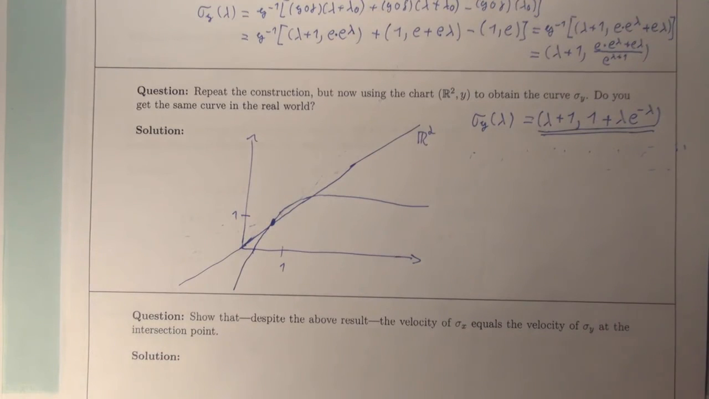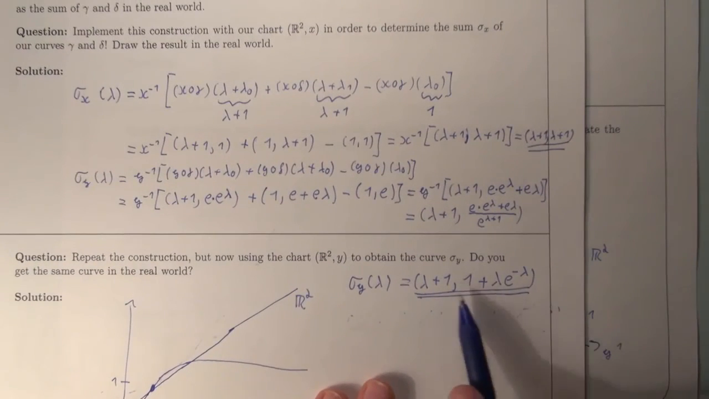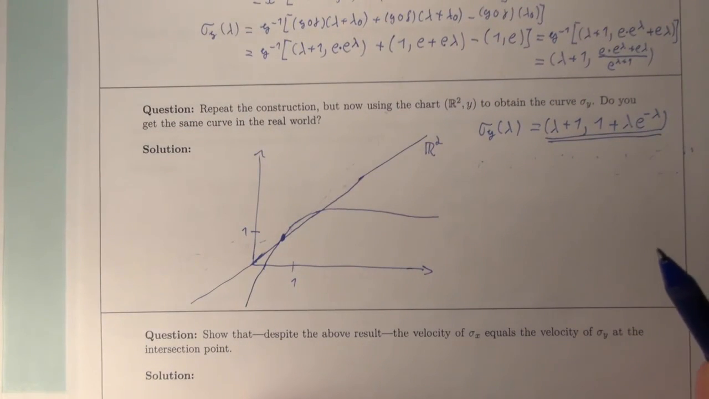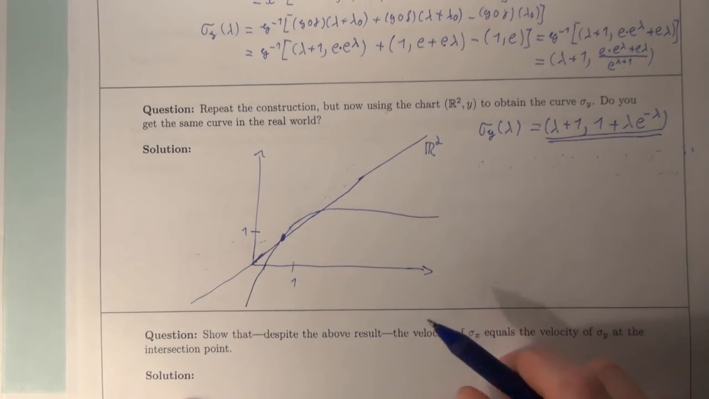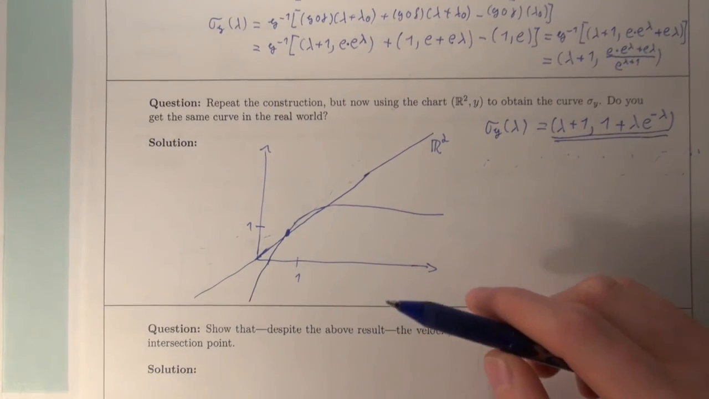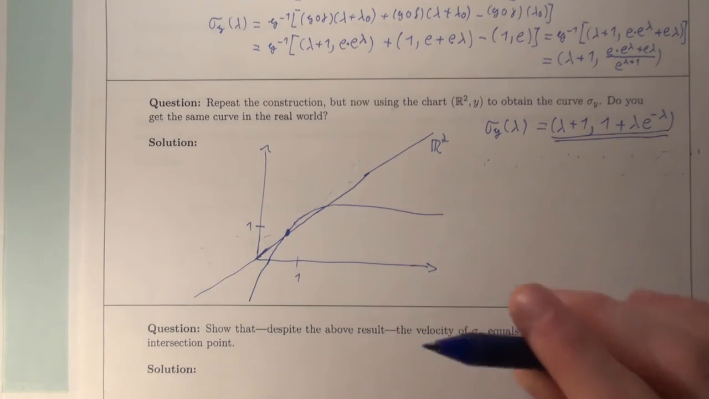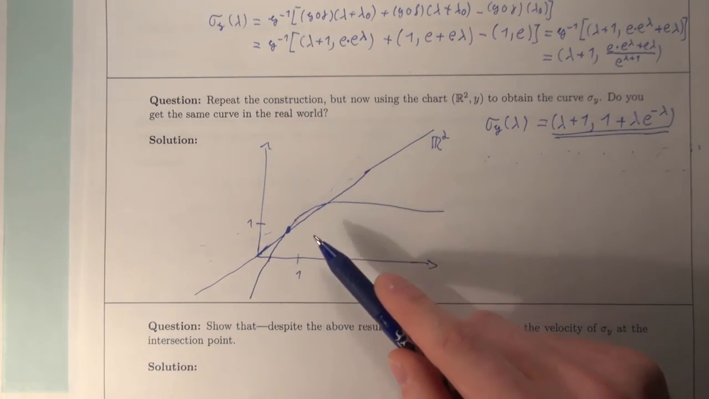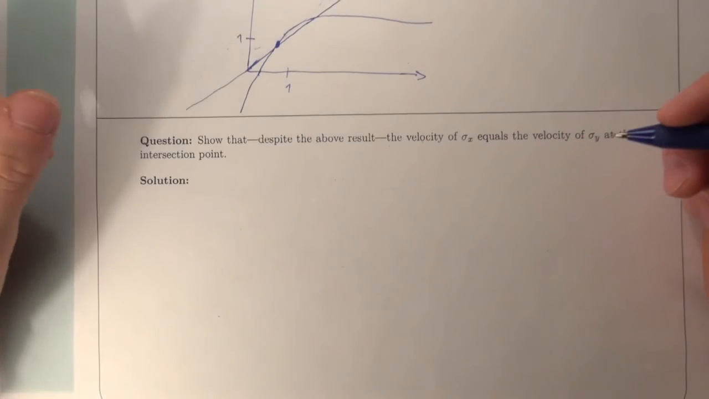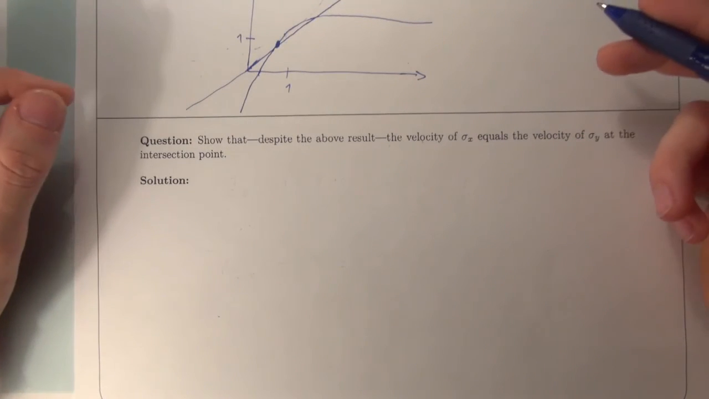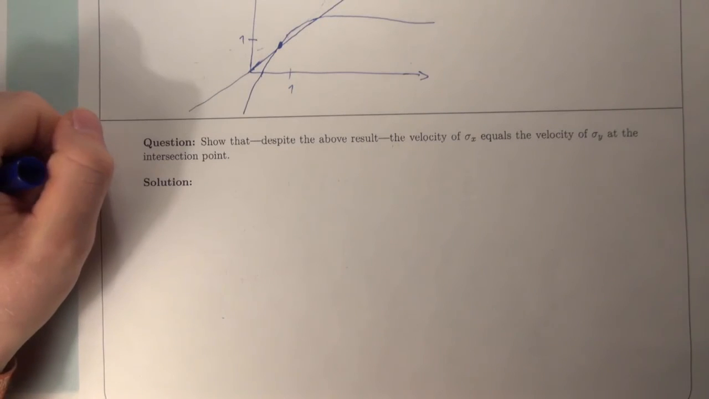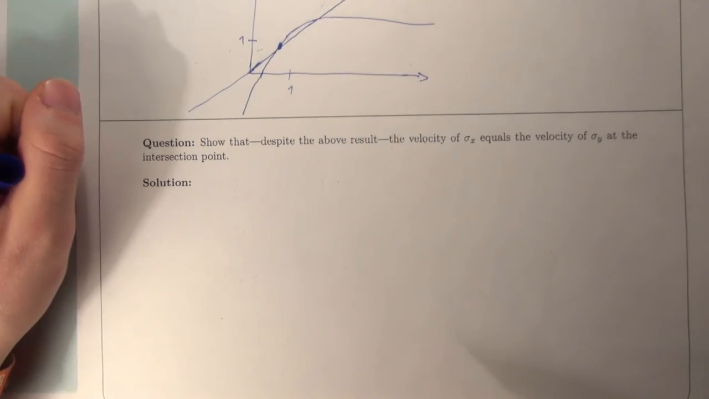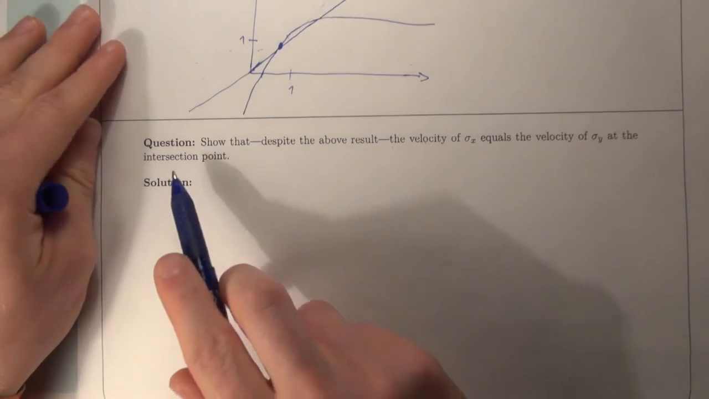And we easily see, we already saw it with these expressions for the curves, that they do not coincide. So we saw this concept of adding curves down in the chart and then lifting the sum up is not invariant under the choice of chart, so it is really not useful. Now we saw that this addition doesn't make any sense. But what about the velocities with respect to these curves at the intersection point? This is what this question is about.